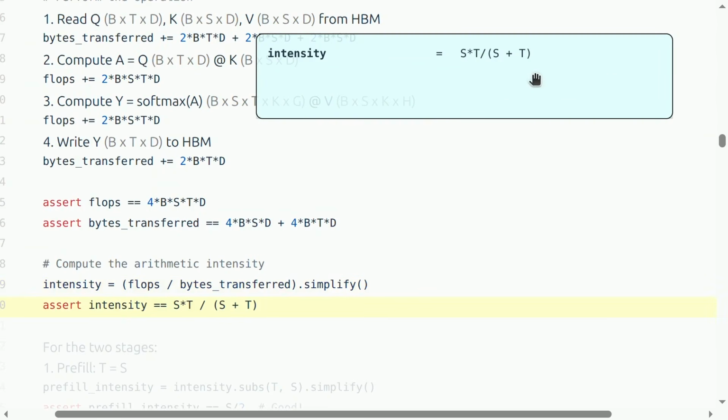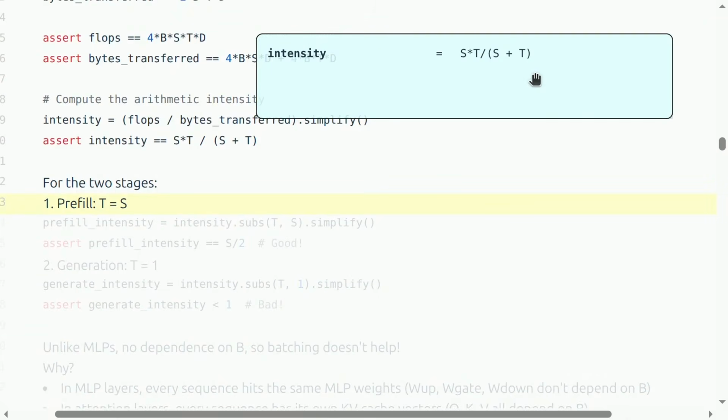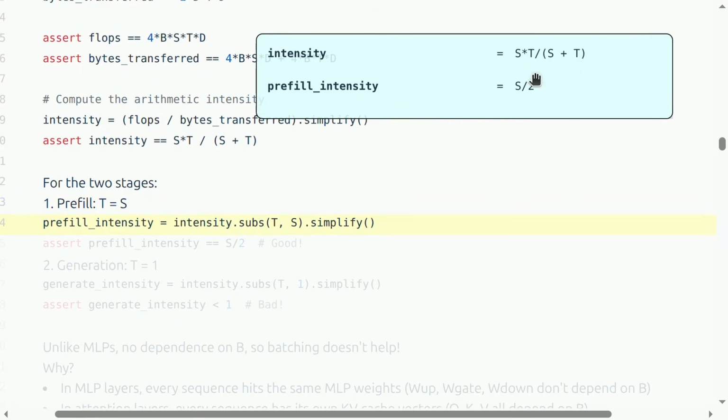Okay? So let's look at the prefill. What this is saying is that the prefill intensity is s over 2 when t equals s. So this is good, right? Because as long as you have long sequence lengths, for attention, you're going to maintain high arithmetic intensity. Notice that the batching dimension doesn't appear here. I'll explain why later.